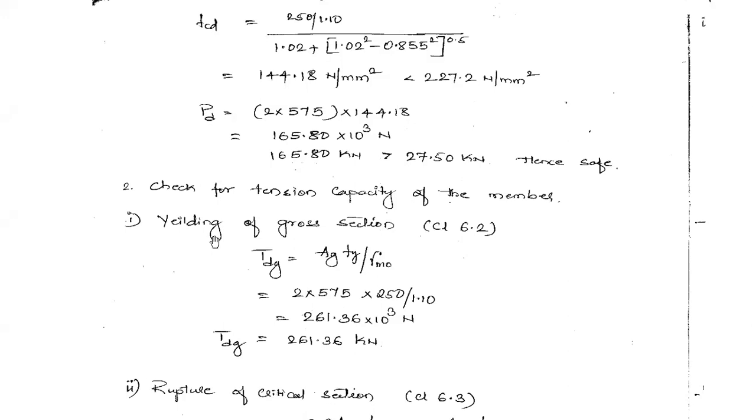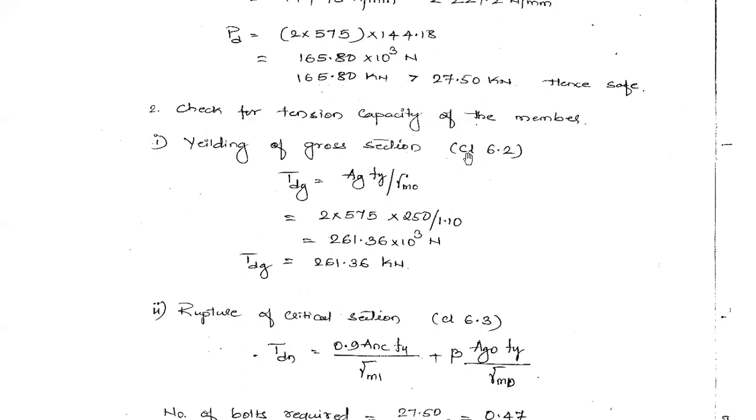But you have to check it. What you have to check for tension is, first, yielding of cross section, whether the cross section is safe against yielding or not. Here you have Tdg, which is given by Ag into Fy upon gamma m0. This is in clause 6.2 of IS 800. The gross area is 2 into 575, and for Fe410 grade of steel the yield stress is 250 Newton per mm square. So Ag into Fy upon gamma m0 comes out to be 261.36.